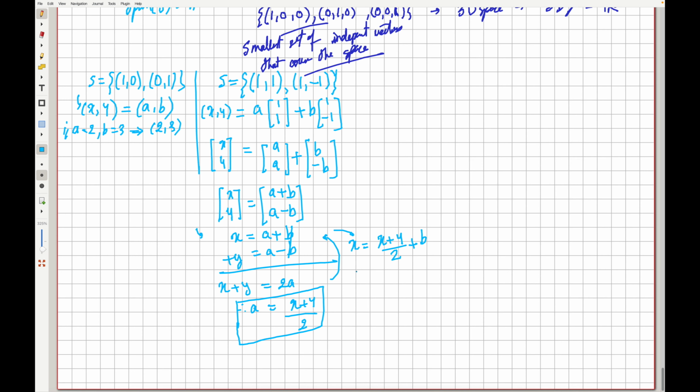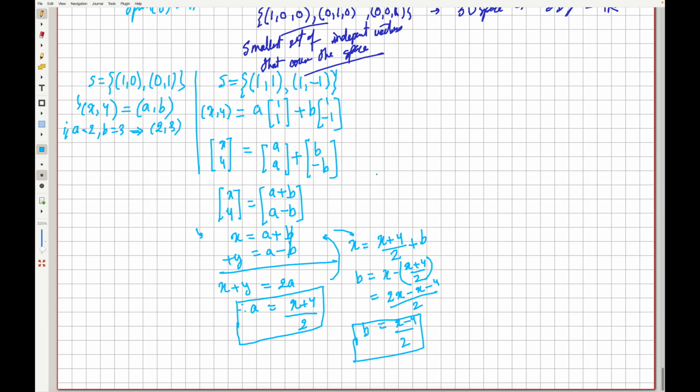So here is what we'll do. We bring all of this to the other side, so b is equal to x minus x plus y by 2, because we moved it across, and so this becomes 2 times x minus x plus y, all divided by 2, and we end up with the value of b equal to x minus y divided by 2. That's how we can get the values for a and b.